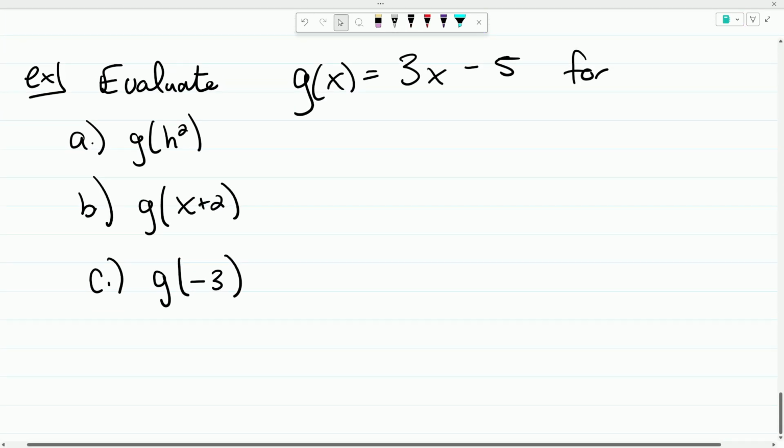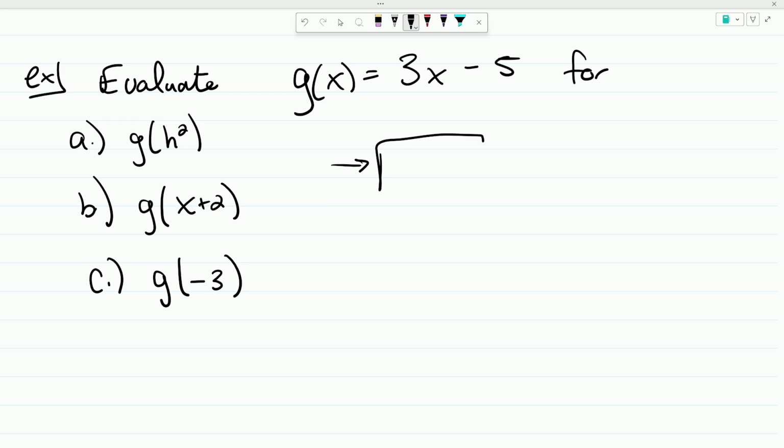I'll do the first one both ways, visually and then algebraically. So visually, here's what's happening. We have our calculator. We'll name it g of x. It only knows how to do this. You type in h to the second. H to the second goes into this little spot, and the calculator spits out 3h to the second minus 5, because there's nothing you can do there.